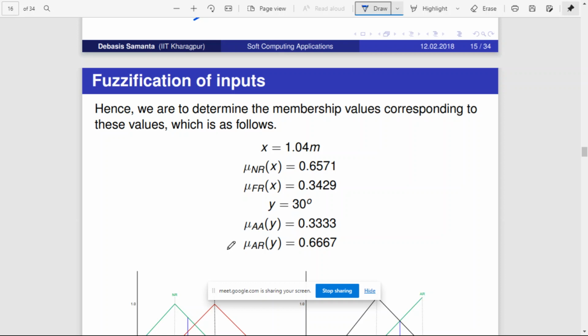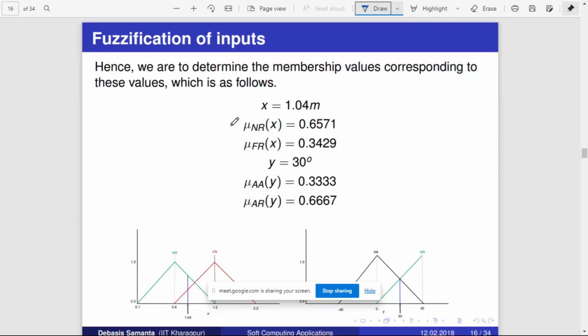So here the membership value is given, that is, if it is near, then this is the membership value. I mean 1.04 can be either near or far. If it is near, this is the membership value. If it is far, this is the membership value. Similarly, 30 degree can be ahead or ahead right. If it is ahead, this is the membership value. If it is ahead right, then this is the membership value.